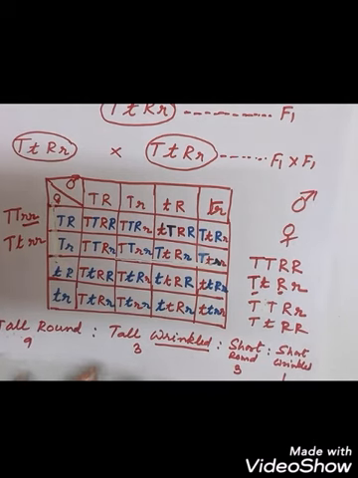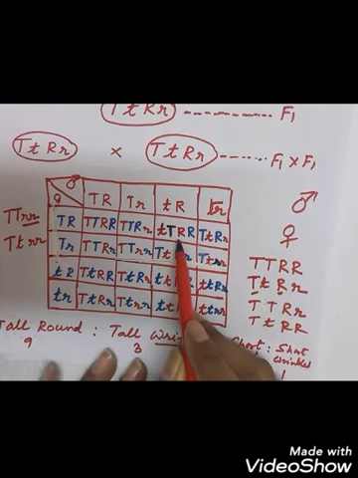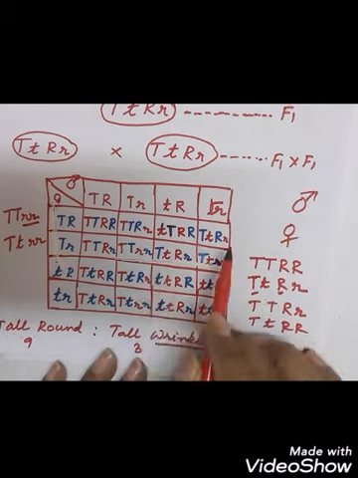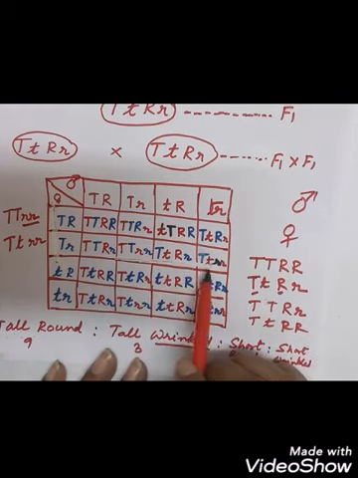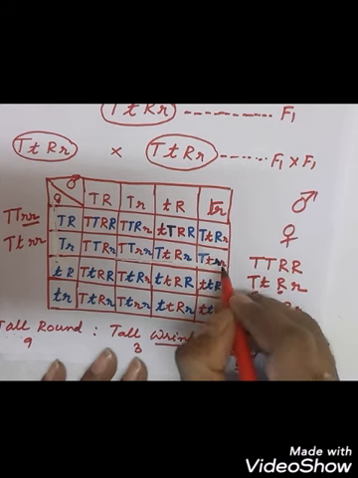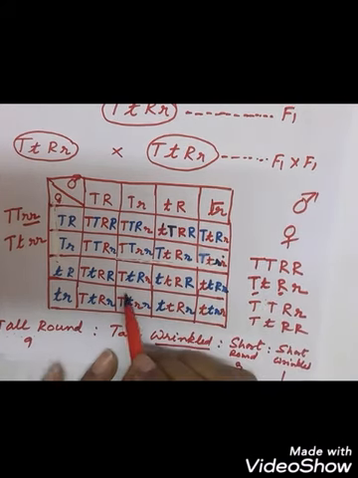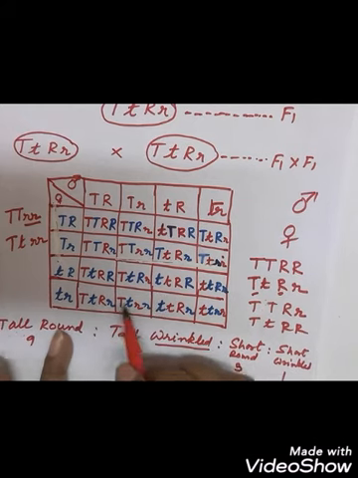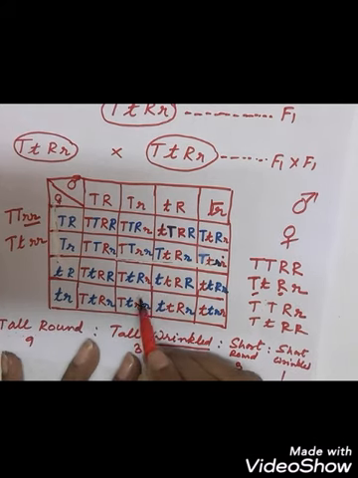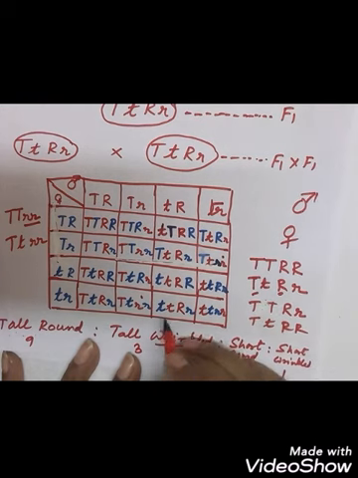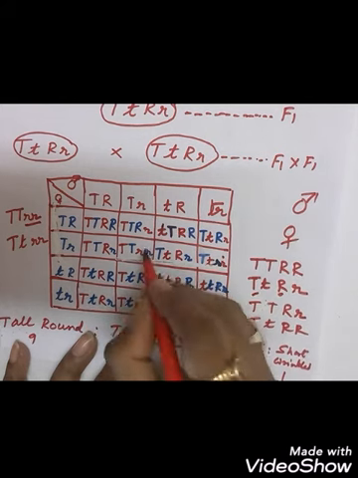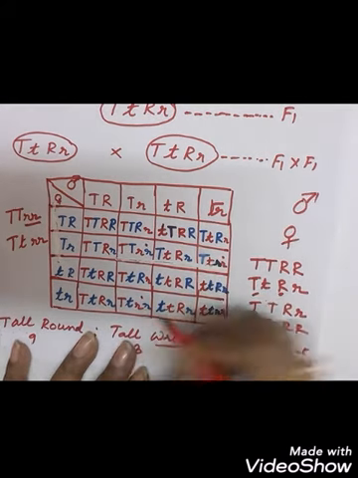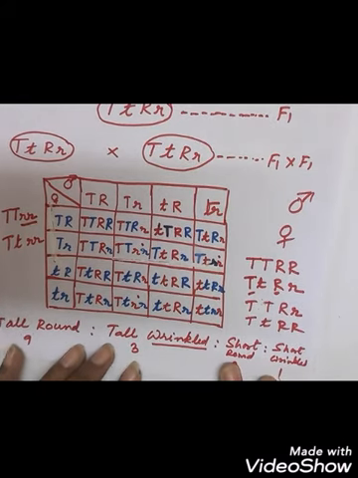So let us find out where is tall wrinkle. Capital T, small t, capital R, no. These four are already taken for tall round. So let us see the next line. Capital T, small r, this one. Next we can see capital T, small r, this one, another one. Then we want capital T, small r here. So we get 1, 2 and 3. For tall wrinkle we get how many? 1, 2 and 3. Then we need short round.